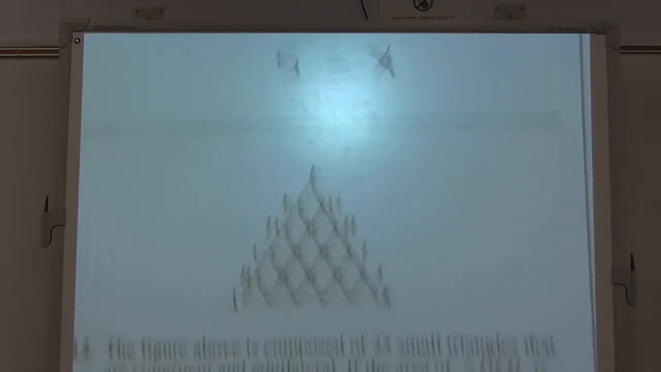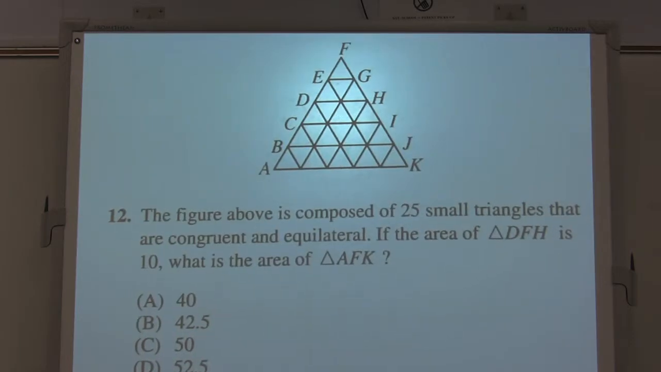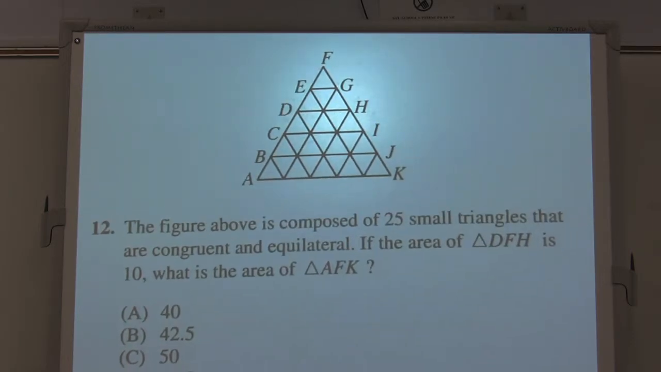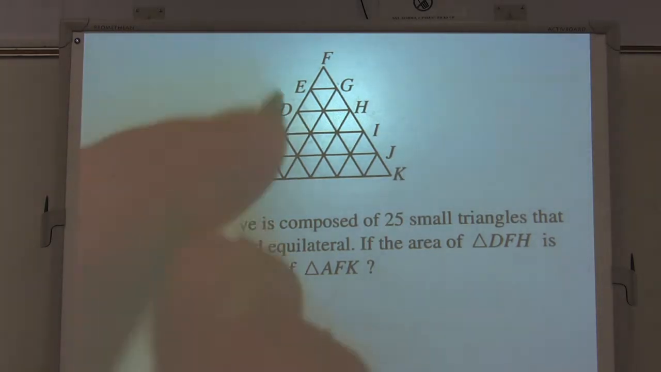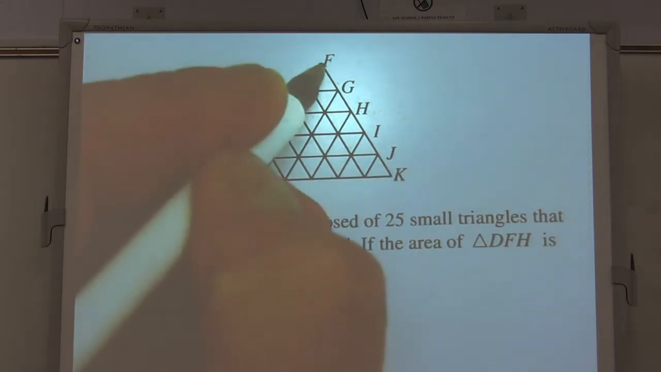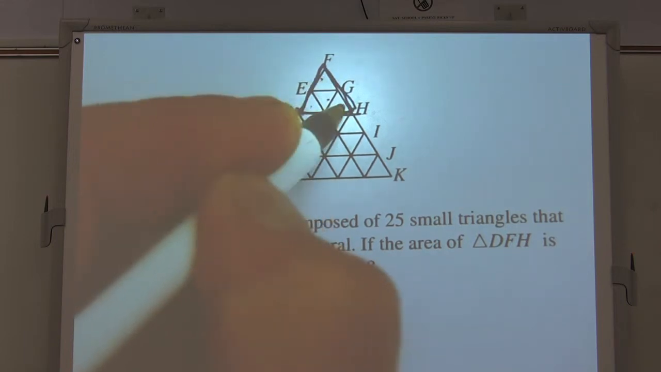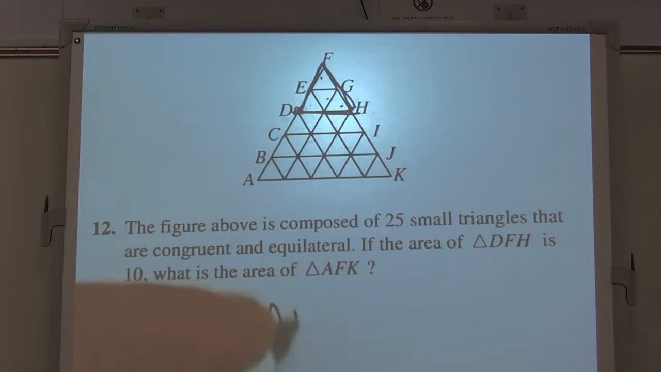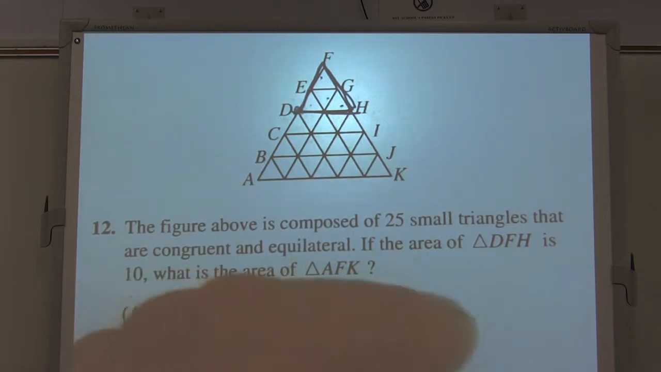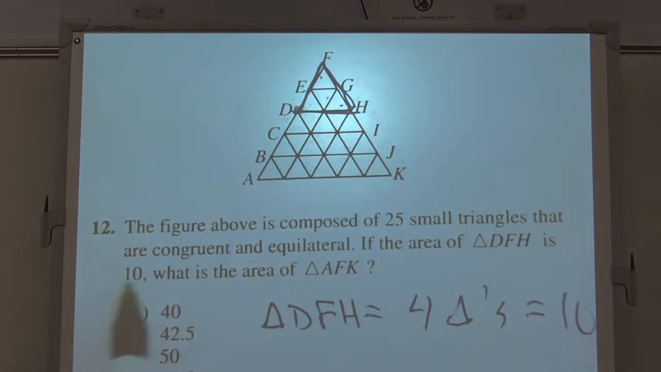Okay, all right, let's see, this is number 12. Number 12 says, in this figure above, it's composed of 25 small triangles that are congruent and equilateral. If the area of triangle DFH, let's find DFH. Okay, so here's DFH. Okay, in DFH there's 1, 2, 3, 4 triangles. So I'm going to go triangle DFH is 4 triangles, and that equals 10, they said. It says it equals 10. So if the area of triangle DFH is 10, what's the area of triangle AFK?